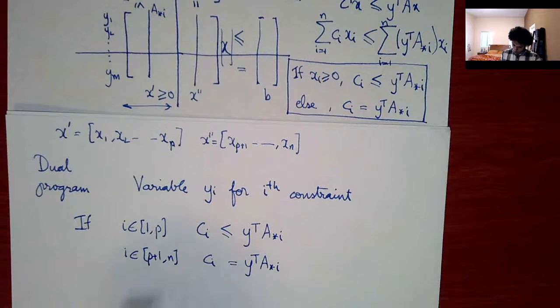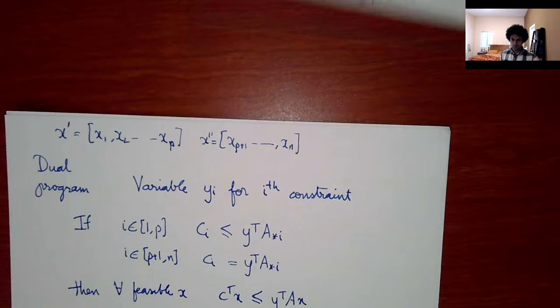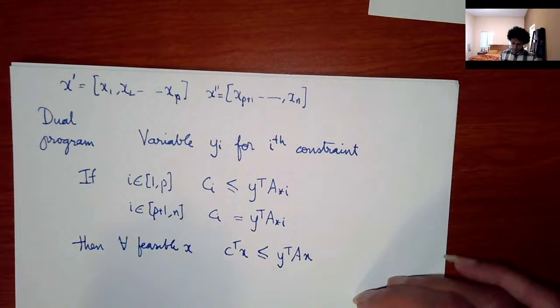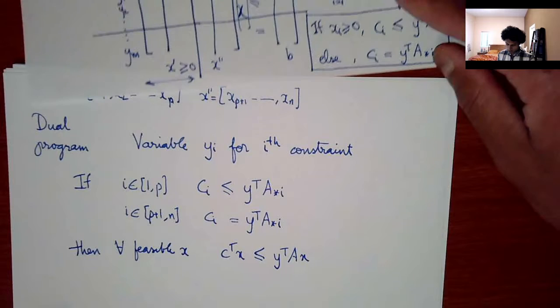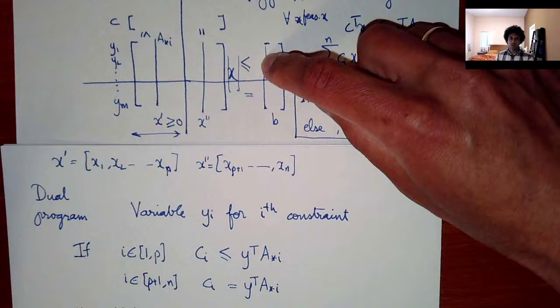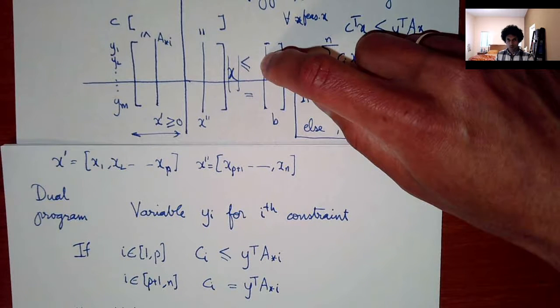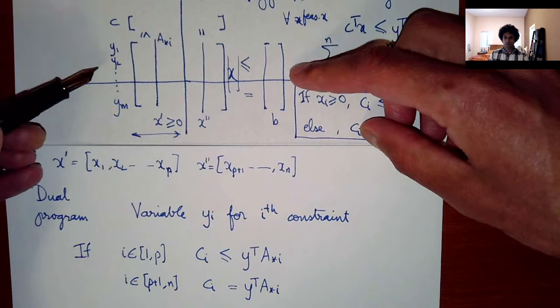Now, if we have this holding, then we know that for all feasible x, C transpose x is less than or equal to y transpose Ax. Okay? Okay, now we're not done yet. There's one additional thing that we need to consider here. And that is the fact that some of these constraints are inequalities, some of them are equalities. And we're taking a linear combination of these.